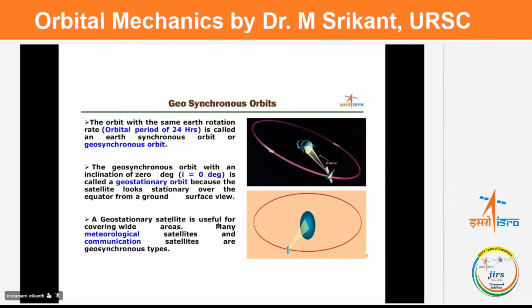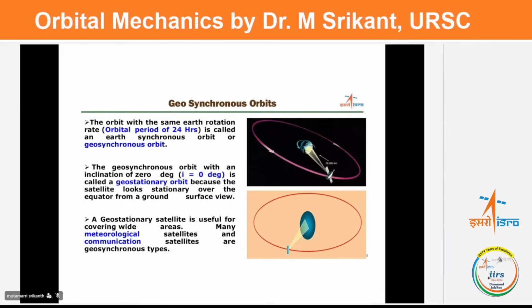So coming to geosynchronous orbits, as I told you, the orbit with the same Earth rotation rate, an orbit with a 24-hour period, is called a geosynchronous orbit. And a geosynchronous orbit with an inclination of 0 degrees is geostationary, because the satellite looks stationary over the equator, from the same point over the ground. A geostationary satellite is useful majorly to cover wide areas. Many meteorological and communication satellites are geosynchronous types.